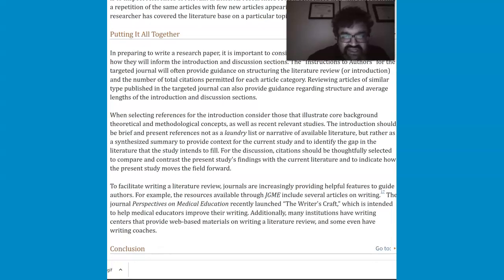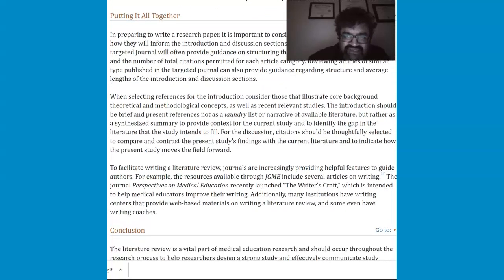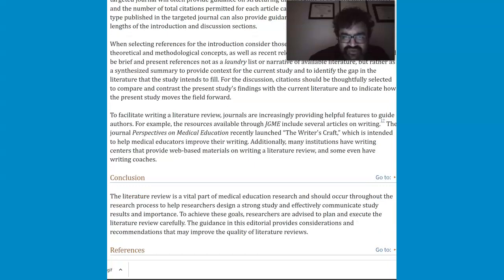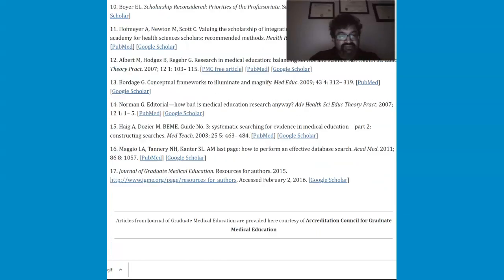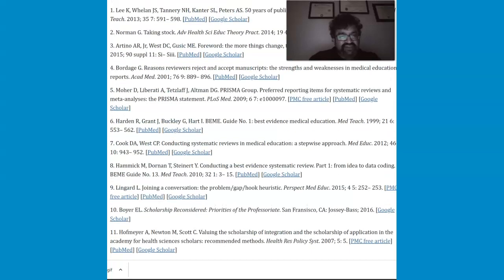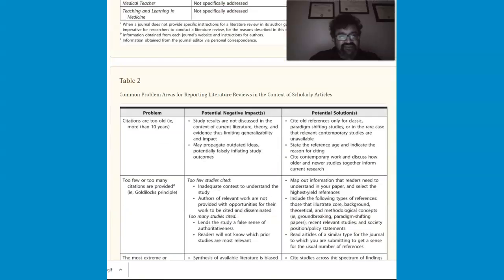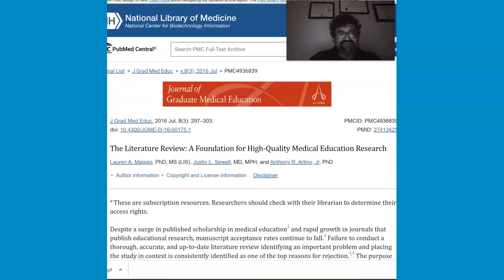So just putting it all together, in the journal Perspectives on Medical Education, it's known as the writer's craft, which is intended to help medical educators improve their writing. This was a while back. This goes into about 17 references, and you can go through this in more detail, but these are the main highlights of this article.